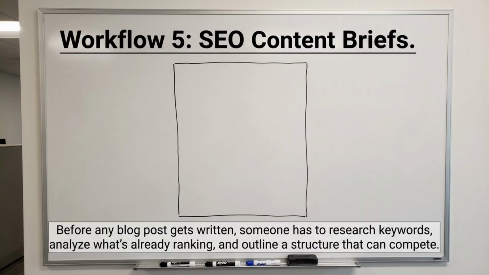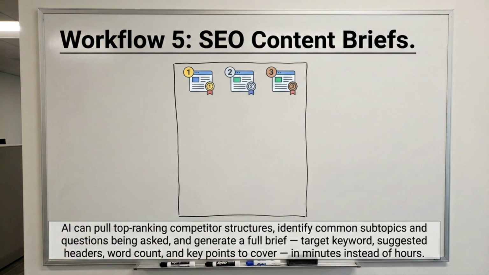Before any blog post gets written, someone has to research keywords, analyze what's already ranking, and outline a structure that can compete. AI can pull top-ranking competitor structures, identify common subtopics and questions being asked, and generate a full brief, target keyword, suggested headers, word count, and key points to cover in minutes instead of hours.